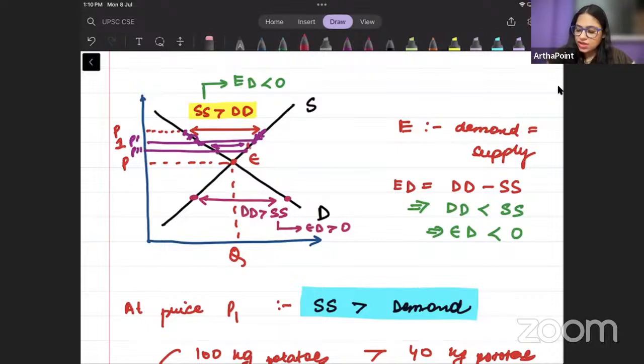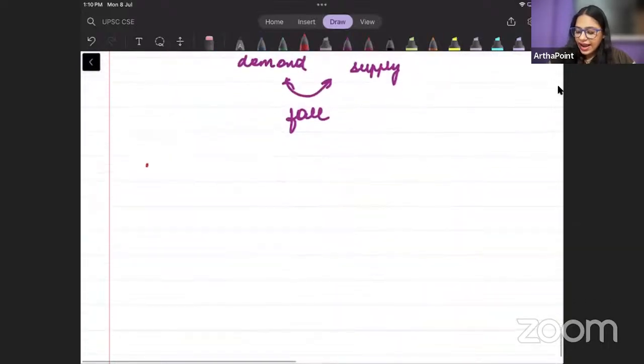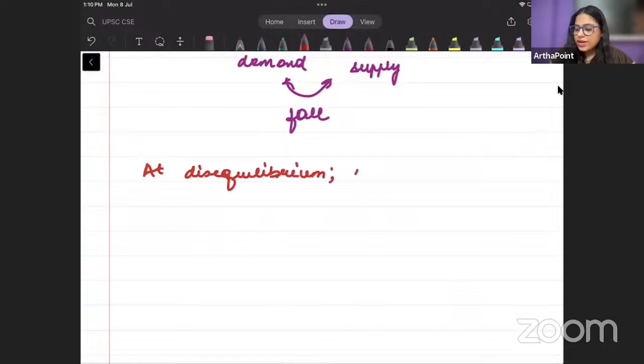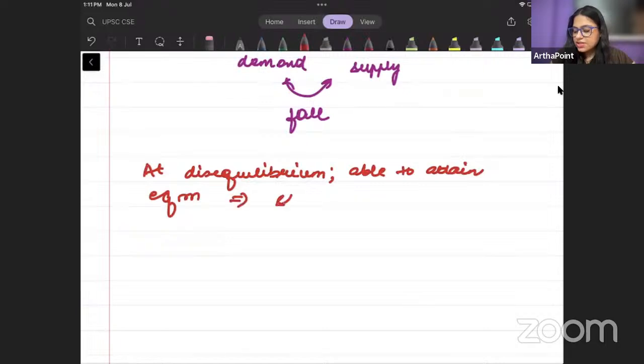This will continue until you reach this equilibrium. So when you are at disequilibrium, you are able to attain equilibrium. That means that this is a stability diagram. This diagram is absolutely correct. This is showing us the correct thing. We are stable in nature.